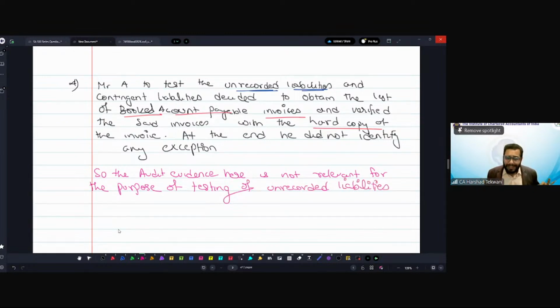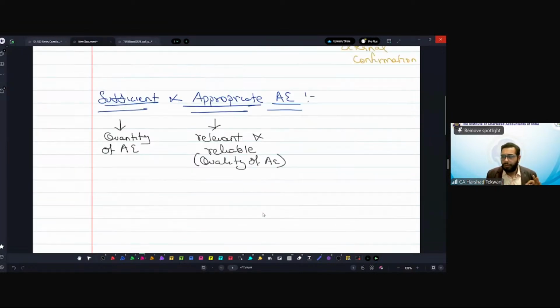Any doubt with this? Any doubt? What is relevance, and what relevance am I talking about over here? If I summarize, relevance is nothing but logical connection with the purpose of audit.